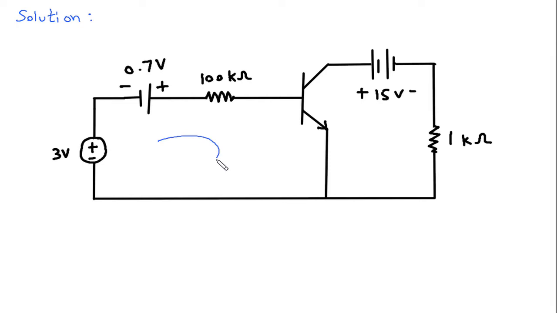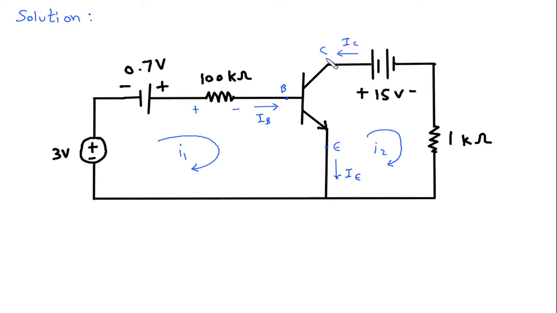Now let's assume this is loop number 1 with current I1 and this is loop number 2 with current I2. According to the direction of this current, this will be positive, this will be negative. Here this is the base of the transistor, so this current will be IB. This is the emitter of the transistor, so this will be current IE. And this is the collector of the transistor, so this current will be IC.